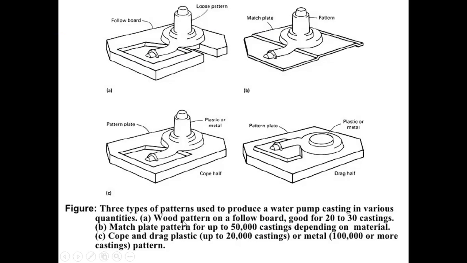If you see the wooden pattern they're using on a follow board, 20 to 30 castings. As I said, the wooden pattern is not durable, it absorbs moisture, and therefore only a limited number of castings are made. So the number is 20 to 30. Match plate up to 50,000 castings depending on material. Cope and drag plastic up to 20,000, or metal 1,000. Oh, I'm sorry, 1 lakh or more, because metals are durable, right?